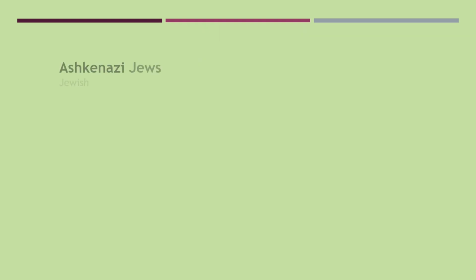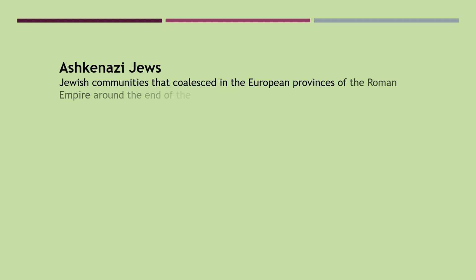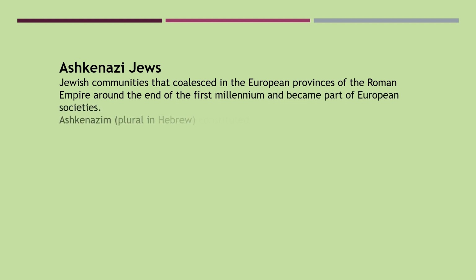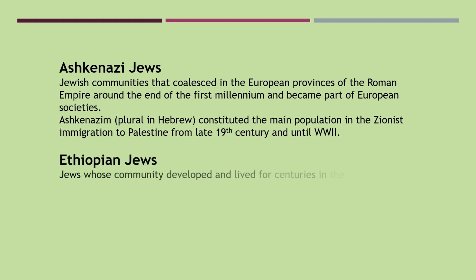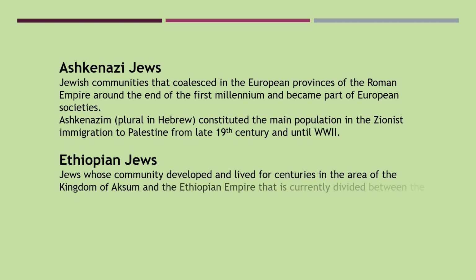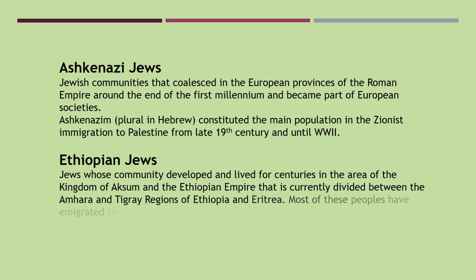The second group is the Ashkenazi Jews, or the Jews from Europe. These are Jewish communities that at some point in time arrived at different European provinces of the Roman Empire and lived there for centuries and coalesced as European communities, European societies. We also call the Ashkenazi Jews the white Jews from a racial point of view. And it is important also to note, as we will see, that the Ashkenazim, again, plural for Ashkenazi, constituted the main population in the immigration of the Jews to Palestine from the late 19th century, where our story about the Israel-Palestine conflict began. But we need to wait a couple of weeks for that.